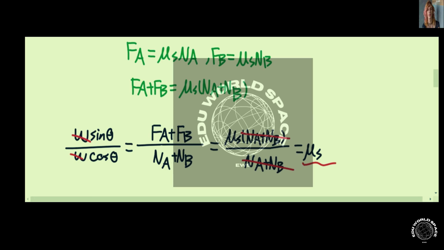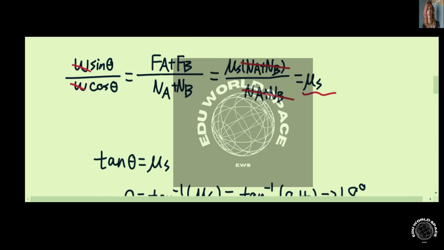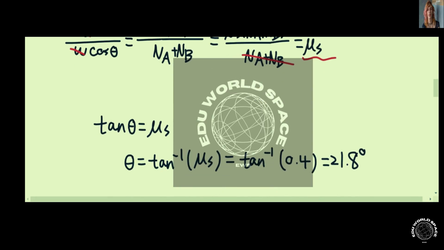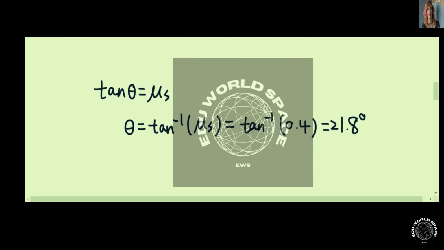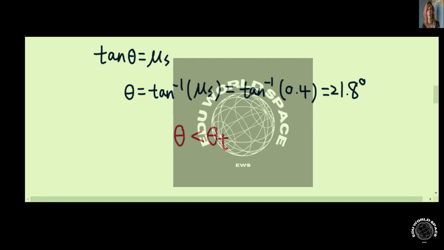And remember, W can be cancelled out as well, and sine theta over cosine theta is equal to tangent theta. Therefore, tangent theta is equal to mu_s. So angle theta, which is the greatest slope angle we're looking to determine, is equal to inverse tangent of mu_s, which is equal to inverse tangent of 0.4, and this is equal to 21.8 degrees. As you can tell, theta here is less than the tipping angle. Therefore, this is the greatest slope angle the shoulder can have without causing the car to slip or tip over.